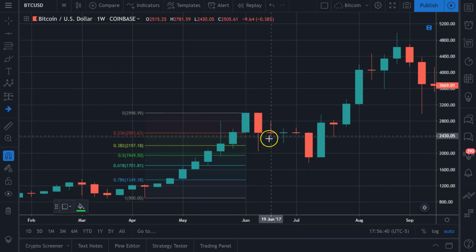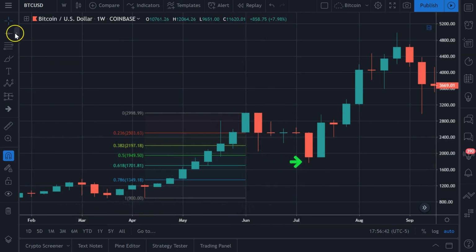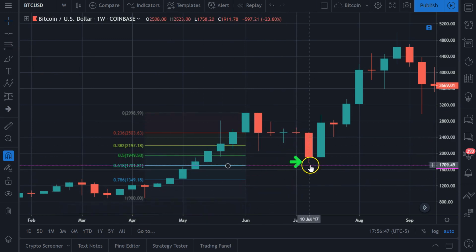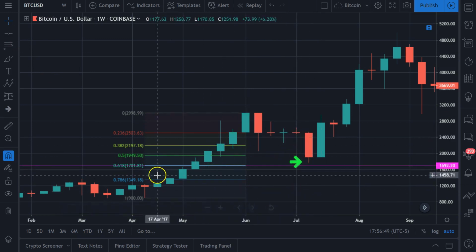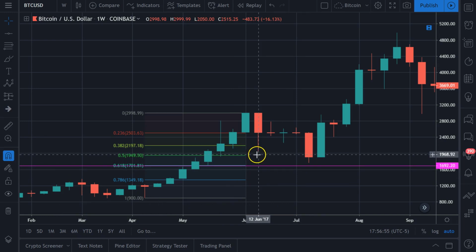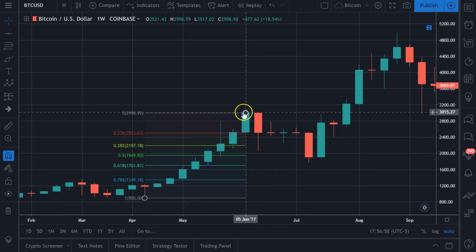But what happened was this thing came down, and as cliche as it is, there's our 61.8 fib. It didn't quite get there. It barely missed it. That fib was right around 1,700 bucks. It made a low of 1,758. But again, it came down past the 50, okay? So there we have it.